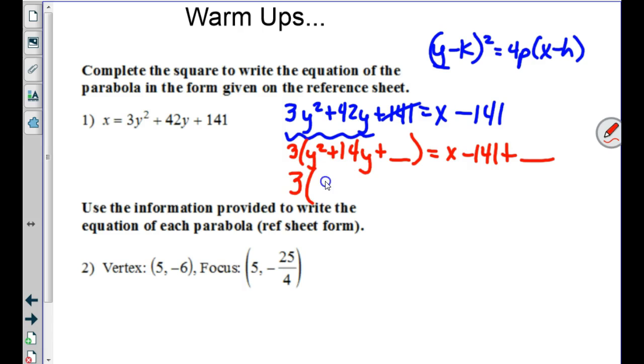What do we do here to complete the square? Half of 14 is 7. Squared would be 49. But we don't put a 49 over here. 3 times 49, whatever that is. Okay, so if that's a 147 and a minus 141, we have plus 6. How am I doing?